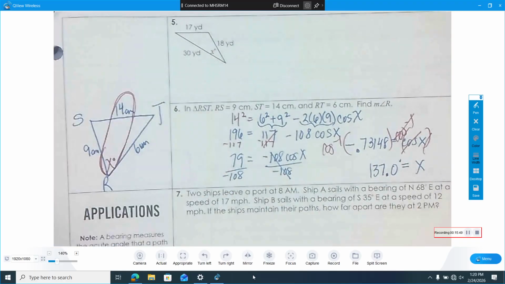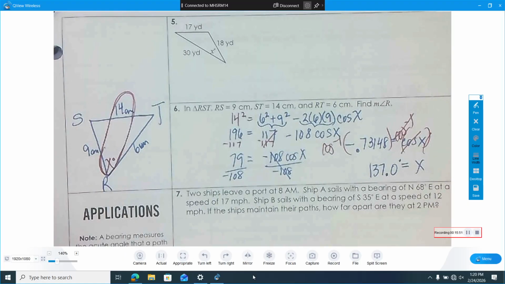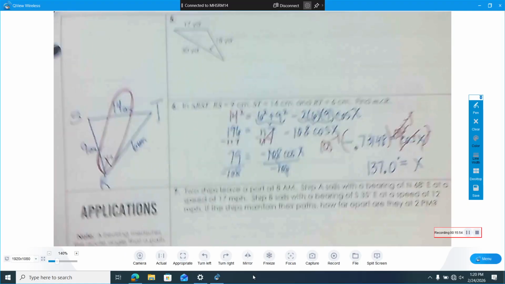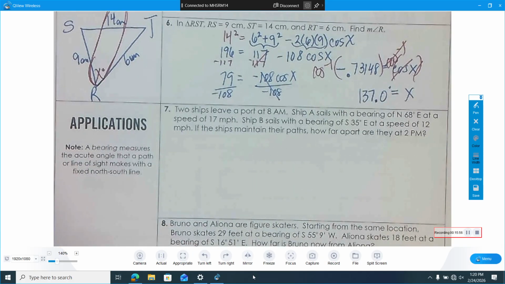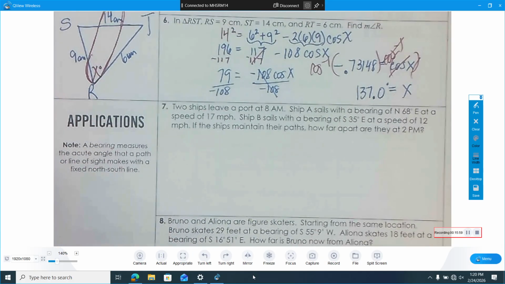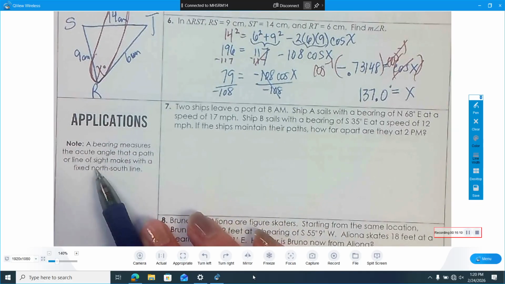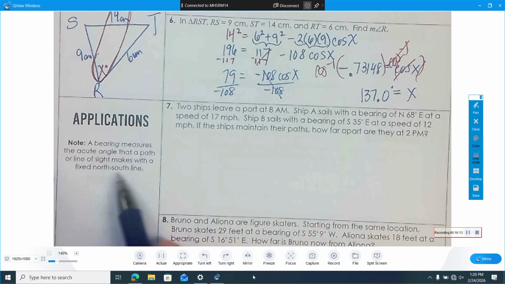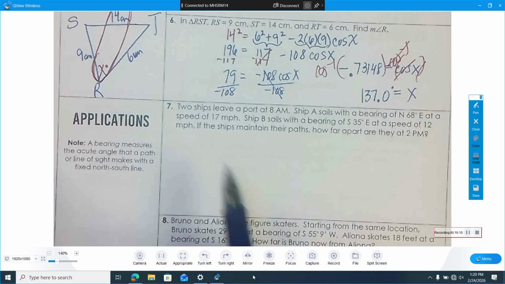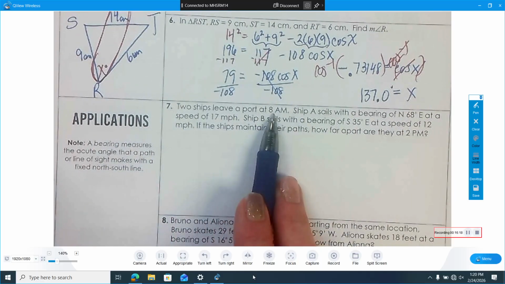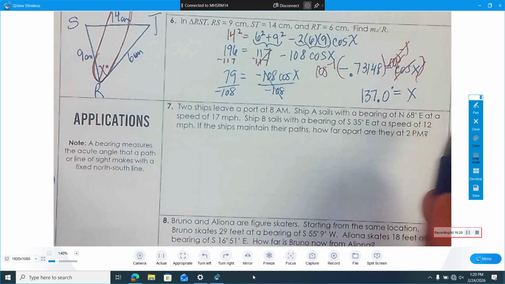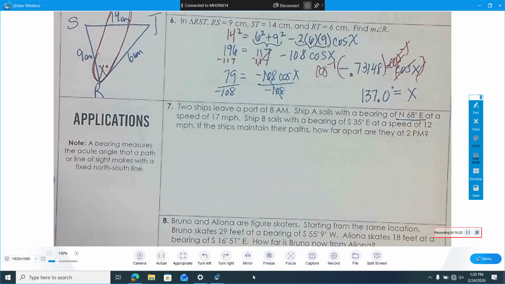I want to do one application here, just because we don't talk about bearing very often, and I used to have a whole chapter just on bearing in trig many, many moons ago. So I want you to have seen it once or twice. So number 7, bearing measures the acute angle that a path or line of sight makes with a fixed north-south line. So 2 ships leave port at 8 a.m. Ship A sails with a bearing of north 68 degrees east.